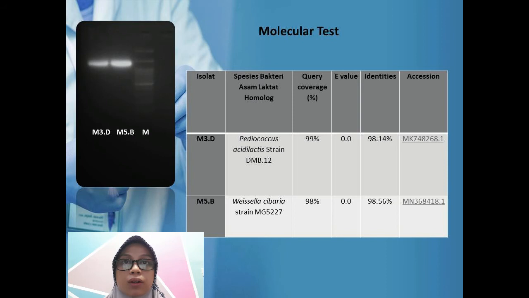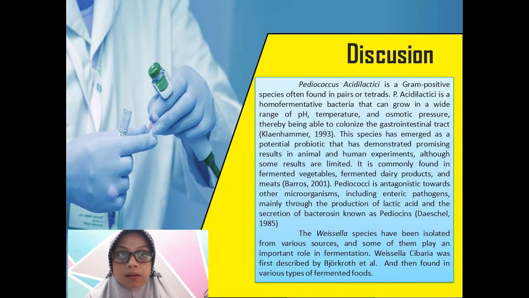Both samples, M3D and M5B, were amplified using the primers 63F and 1387R and show a thick and bright band. It demonstrates the sample DNA has a high concentration and indicates successful amplification using the primer pair of 63F and 1387R.